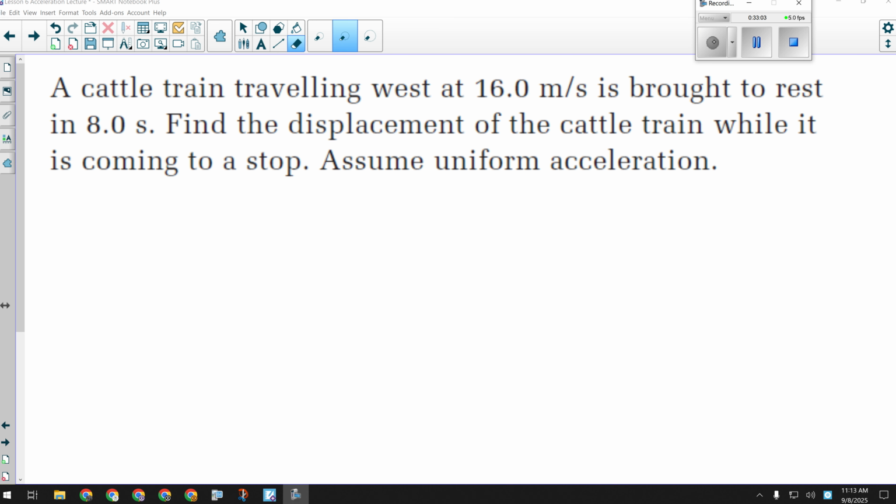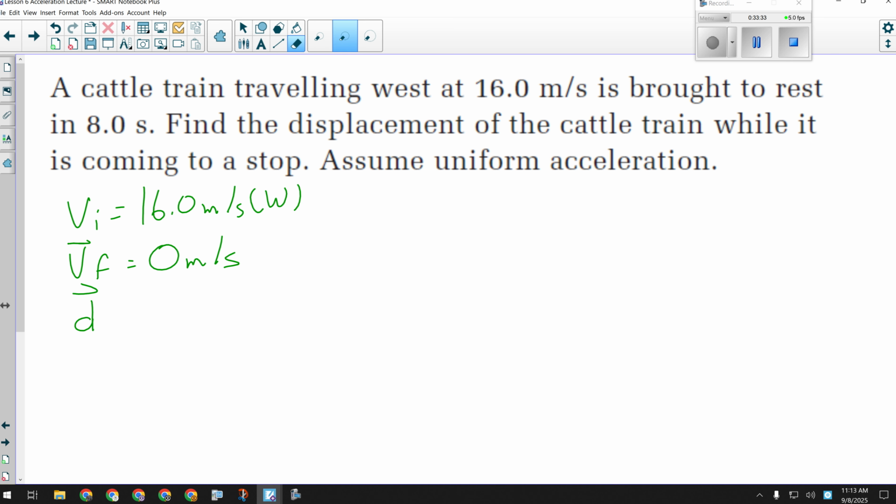So we have a cattle train traveling west at 16 meters per second. That sounds like the beginning of a boring story. So I'm going to say that that is 16.0 meters per second. It's west. I'm making that the start of the story, VI. Okay? It is brought to rest. What's VF? 0. Find the displacement of the cattle train. So now I'm looking for D. While it is coming to a stop.